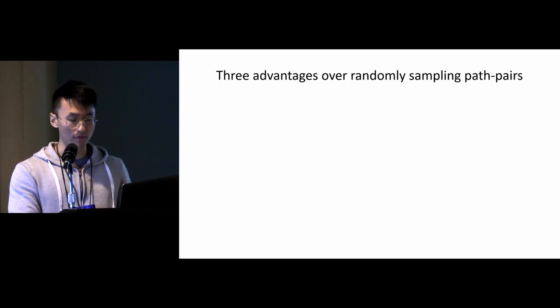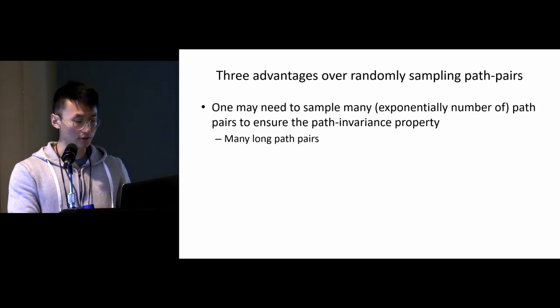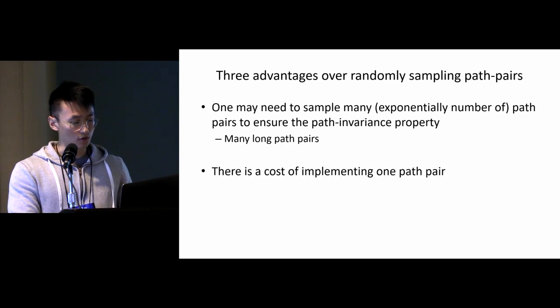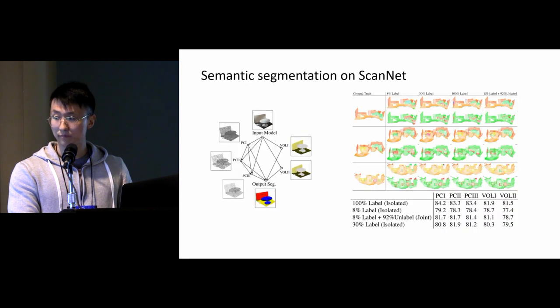You may wonder, how about sampling path pairs? Well, we found there are three advantages of using path invariant spaces. Namely, first, unless on special graphs, it is not easy to develop sampling strategies to guarantee the path invariance property and to avoid long path pairs. In addition, there's always a cost on implementing one path pair. Finally, another issue is the convergence behavior of training, which is slow in the presence of long path pairs.